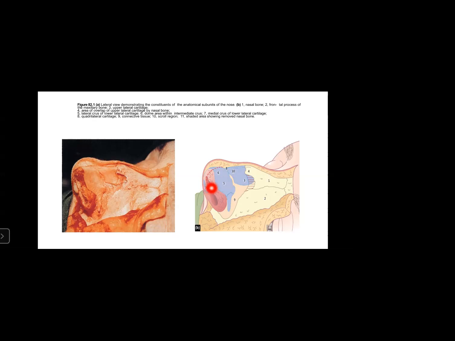Number 8 is the quadrilateral cartilage, as you know, the cartilaginous septum. Number 9 is the connective tissue. Number 10 is the scroll region. Number 11 is the shaded area showing the removed nasal bone. I'm not able to see it there, so let us not look at that. The line that is given is the incision. Okay. Next.